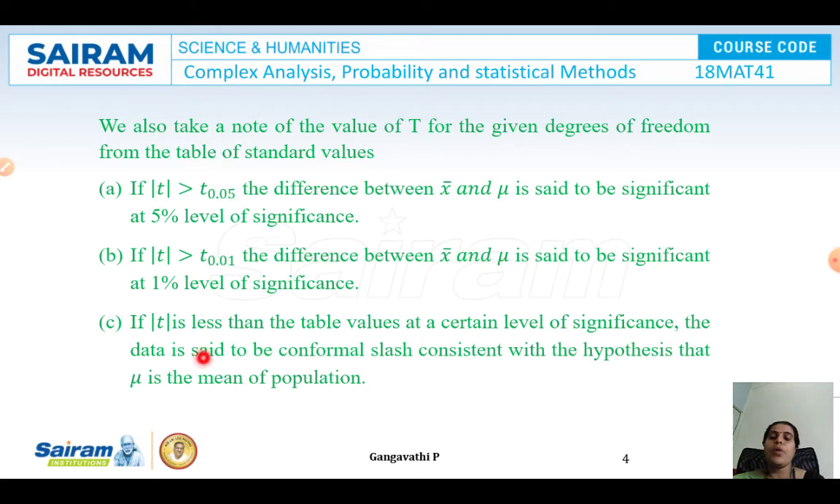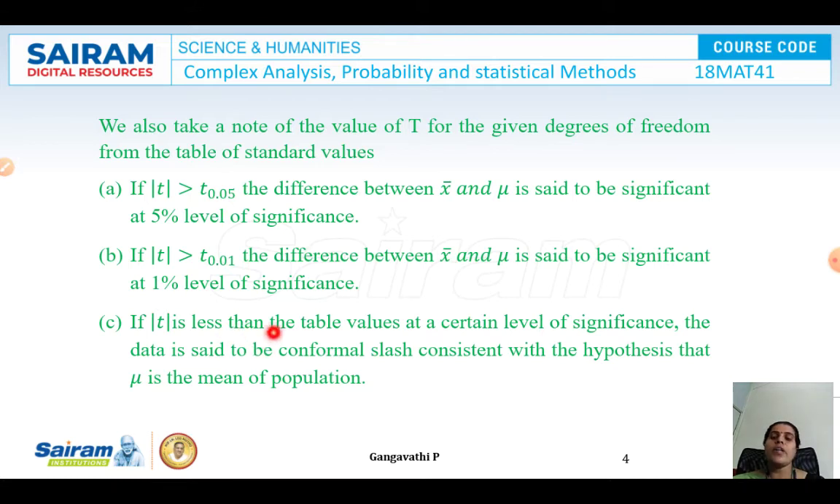So if mod T is less than the table value at a certain level of significance, it is the general case. Here it is specifically 5%, and here it is specifically 1%. So the degree of freedom is something else and the significance level is also something else. In such cases, this third case is very, very useful.